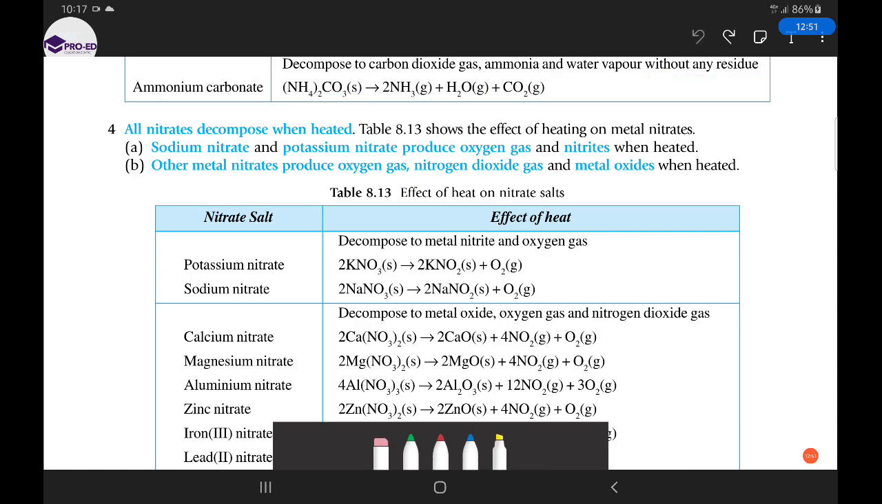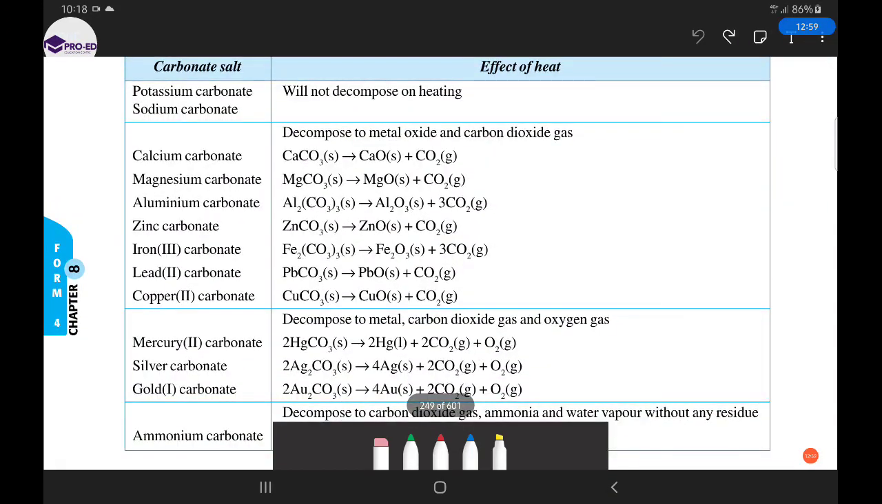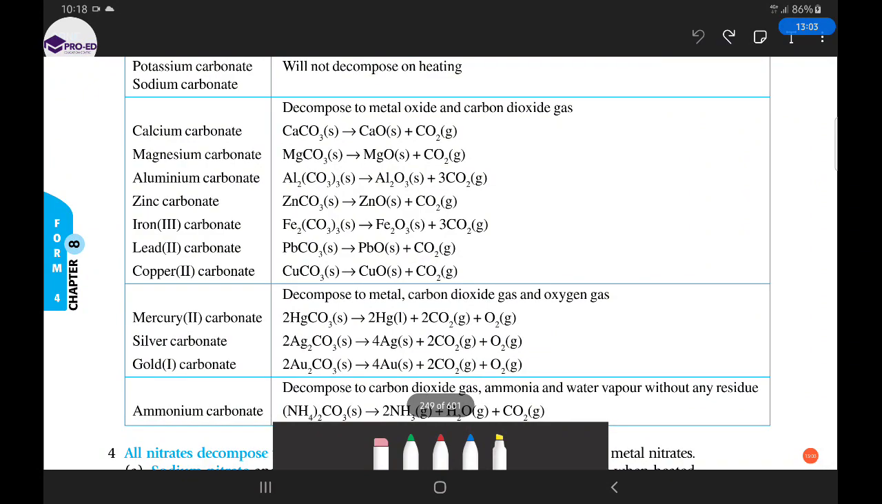With that, we ended the part on carbonates. So basically, these are the trends you need to memorize for carbonates. So right down here from potassium to ammonium carbonate, we have it all in one frame. These are the trends you have to memorize, and it's all following the reactivity series, right from potassium to gold, and only ammonium carbonate is a special case on its own. Okay, all right.